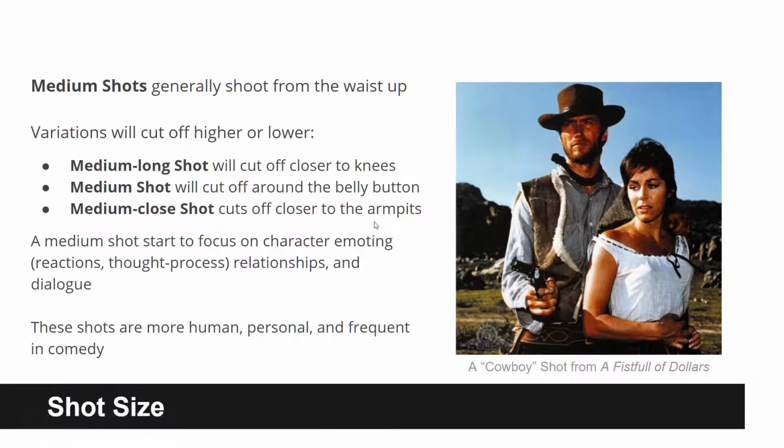A medium shot cuts off around the belly button or the waist, and the medium close shot starts to cut us off around the armpits or the nipples, right? With the medium shot, when we're getting in closer from the full shot, we're starting to look at the character's emotions and acting and focus on that. We're starting to cut away the environment, so we want less information about what's going on around them, or we want the audience to focus less on where they are and more on their thought process or what they're saying. These are usually more human and personal shots, and also pretty common in dialogue and comedy shots.